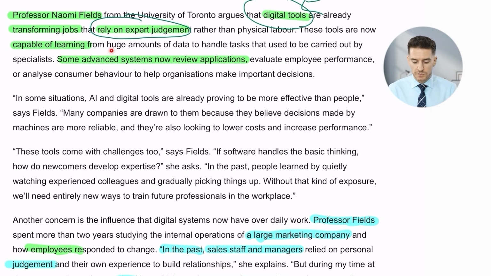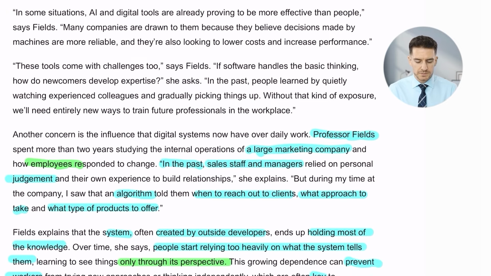The tools are capable of learning. Okay, fair enough. Some systems review applications. Fair enough. Okay, in some situations, AI and digital tools are proving to be more effective than people. Okay, many companies are drawn to them. Let me highlight that. Many companies are drawn to them because, if you remember, one of the statements was something about companies and advantages. So this could be where one of the answers is. They believe decisions made by machines are more reliable, and they're looking to lower costs and increase performance. Well, they're two advantages. So it looks like Naomi is the person who has said this.